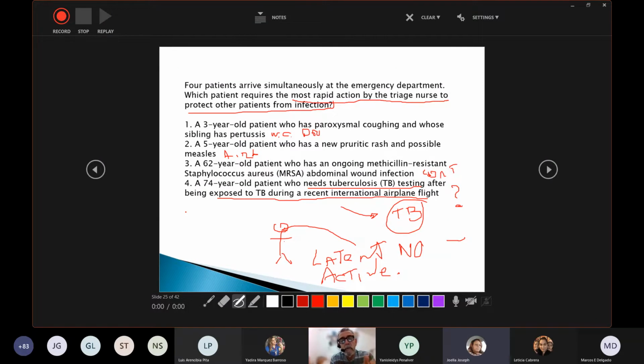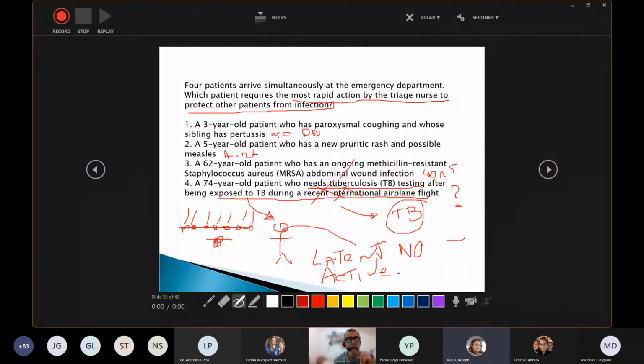Okay, so in this case, this gentleman has been exposed in the plane, a patient with tuberculosis was traveling, and then the Department of Health localizes everybody who was in this plane where the tuberculosis was to screen if they caught tuberculosis, latent tuberculosis. So if this person has latent tuberculosis, it's not contagious. So for that reason, I discard that totally.